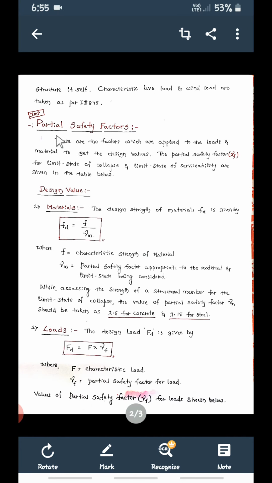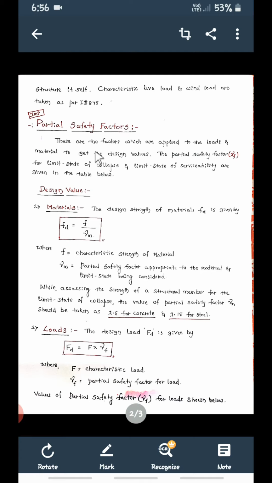Next important thing is partial safety factors. Remember, I have mentioned it is important. Partial safety factors, as the name indicates, are some factors that will be used in the design of structure. Those factors are associated with materials and with loads. These are called safety factors. For the safety of the structure or elements, some factors are used in association with strength as well as loads. Those factors are called partial safety factors.